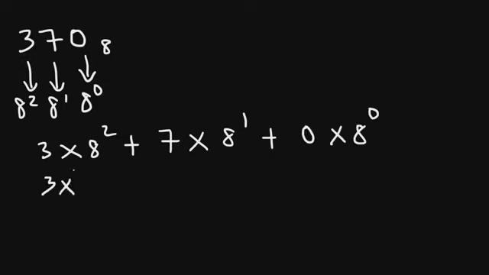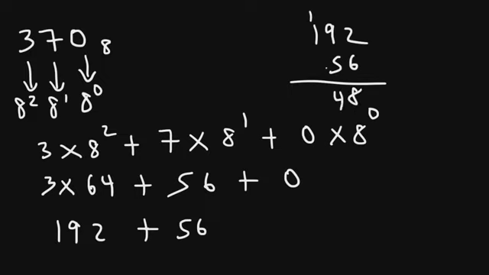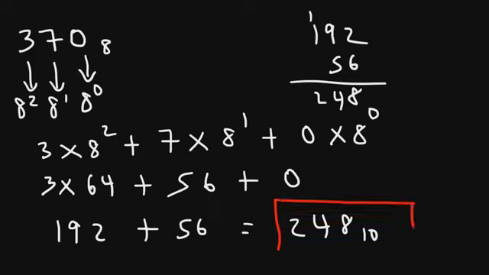8 squared, that's 8 times 8, which is 64. And 7 times 8 is 56. And 0 times anything is 0. Now 3 times 64, that's 192. And then we have 192 plus 56. So 2 plus 6 is 8, 9 plus 5 is 14, carry the 1. And so we get a total of 248 in the decimal system. So that's how we can convert an octal number into a decimal number.